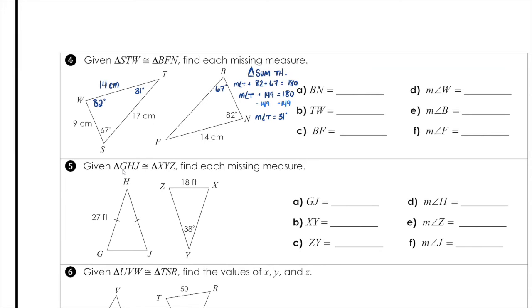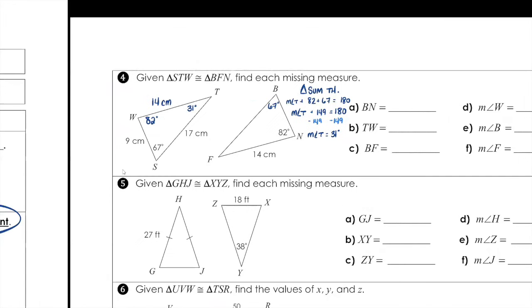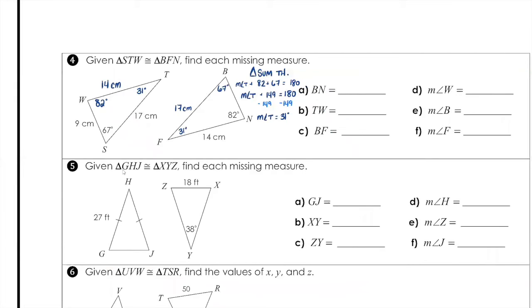So if T is 31, what do we know about F? It's also 31, because they're congruent. Do we know the measure of BF? 17. Where'd you get that from? Yep, it's congruent to TS, or ST. And then what about BN? What's the measure of BN?